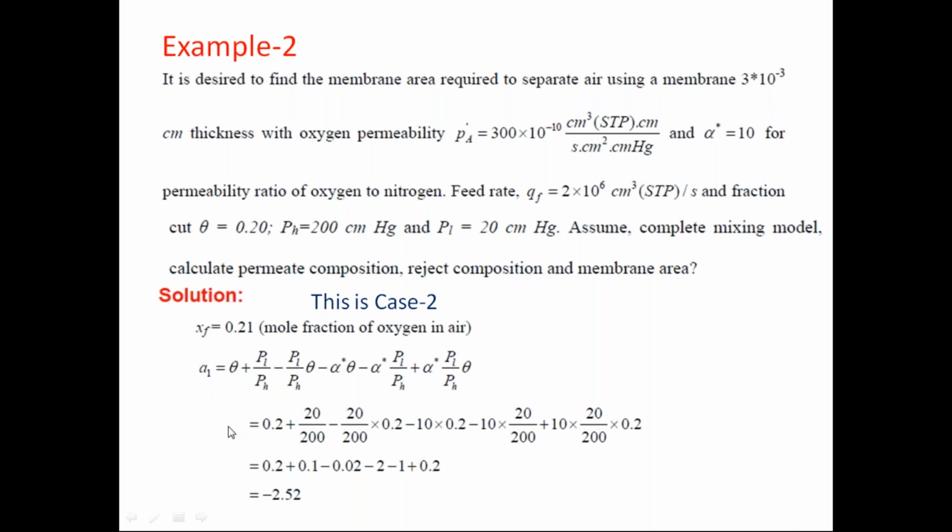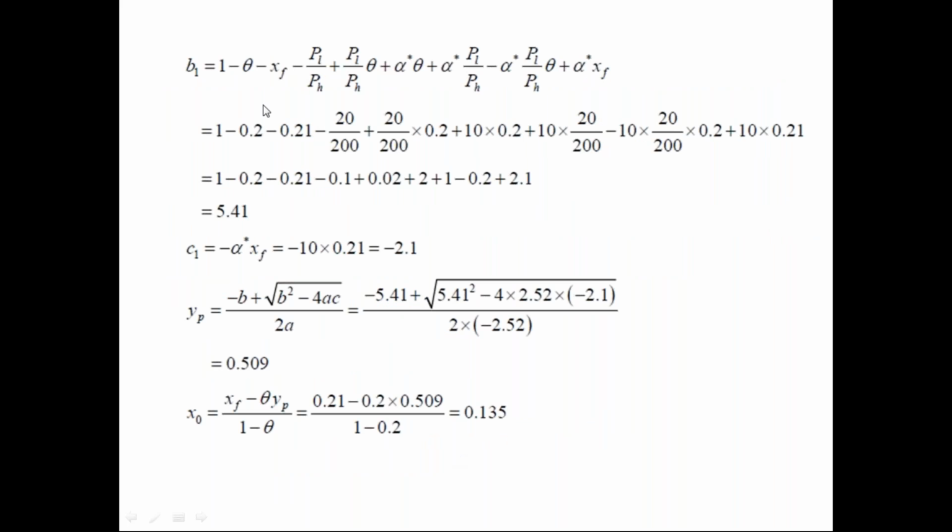Then A1 can be calculated as I have given already equations. So where no X0 or YP are present, only cut is there, and the pressure differences are there, and permeability differences are there. Then A1 is coming, and B1 is coming as 5.41, again using this equation. Then the C1 is this one, then you can substitute here and get YP value.